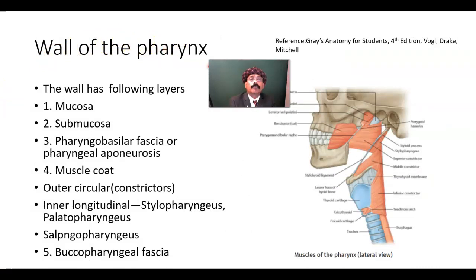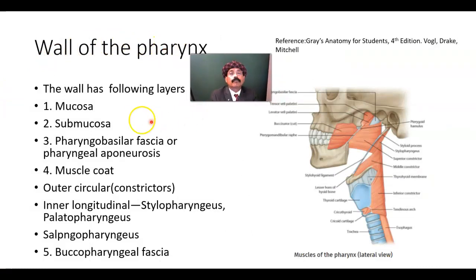Now, the walls of the pharynx. The wall has the following layers: mucosa, submucosa, pharyngobasilar fascia or pharyngeal aponeurosis, then the muscular coat: an outer circular muscle layer. We must remember that in the GI tract we usually have outer longitudinal, inner circular, but here it is outer circular muscle, these are the constrictors, and inner longitudinal muscle: stylopharyngeus, palatopharyngeus, and salpingopharyngeus. These are the inner muscles. These are the outer muscles. And we have the buccopharyngeal fascia, which is outside.